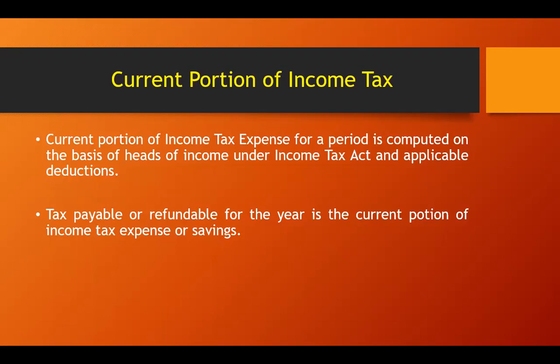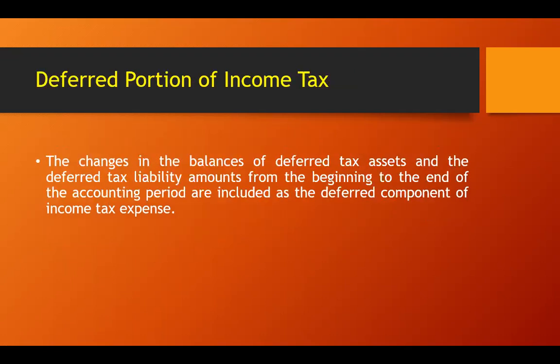And we have a set off and carry forward of losses. Even though there's a profit in this year, because of the set off and carry forward of losses, there can be a refund amount from the income tax office. So we call it the current portion of the income tax. This is calculated as per the provisions of the Income Tax Act.